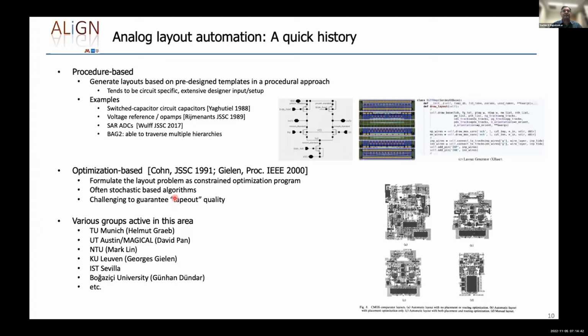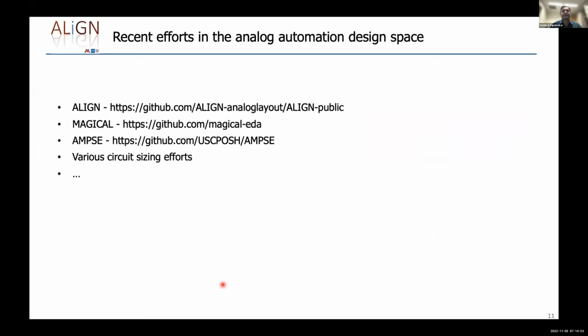And there are a number of excellent pieces of work, a number of prominent groups across the world that have contributed significantly to this. More recently, there has been a flurry of activity in this area. I mentioned Align already. Magical from UT Austin is another significant effort in this area. USC has an effort known as AMSI that's also contributed quite a bit. And the nice thing about all of these is that their software is in the public domain. There are various other circuit sizing efforts. There's a recent body of work by the Technical University of Munich that's done a really nice job of covering a wide variety of op-amp topologies.